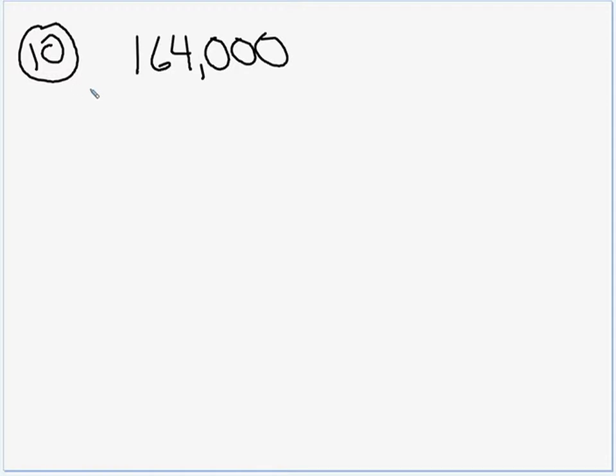Okay, next one. This is given in decimal. I assume we want to write this in scientific. So our decimal is right here now. We want it to be between the first two numbers. So this number is going to be 1.64. And scientific notation always has times 10 to a power. And that power is the number of decimal moves.